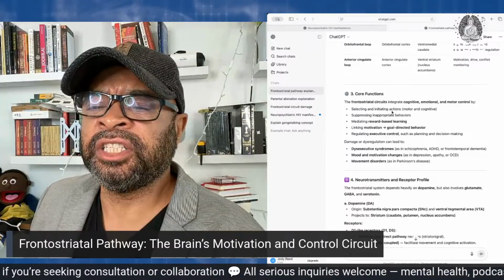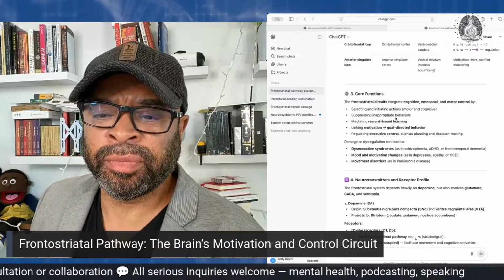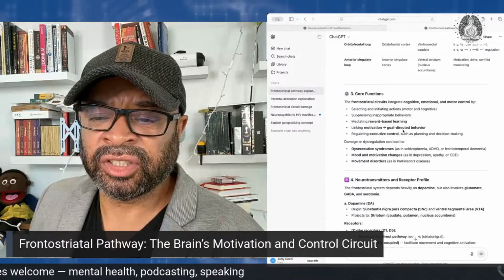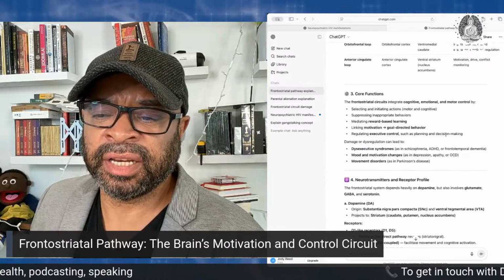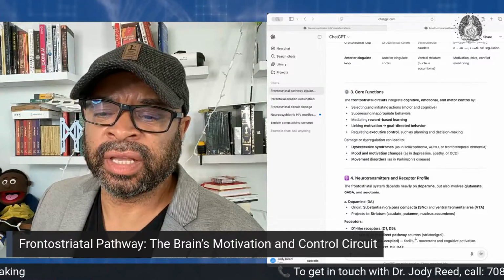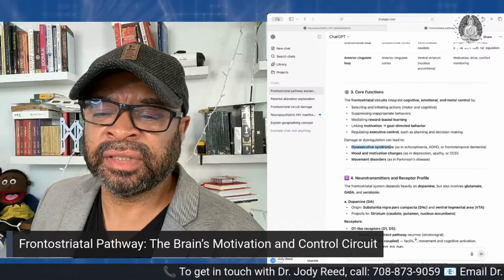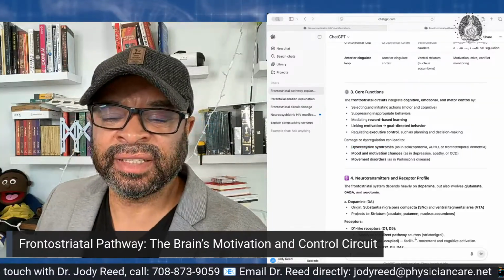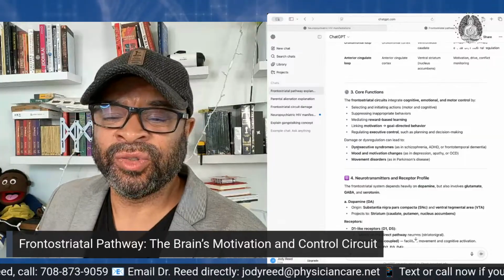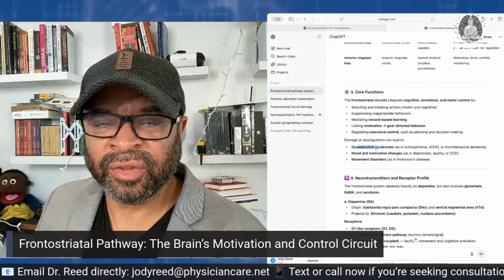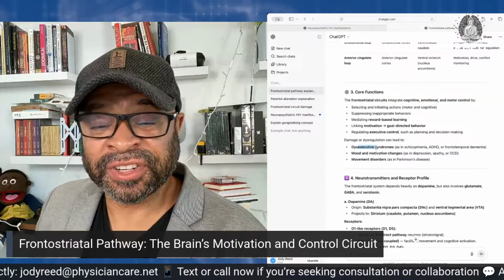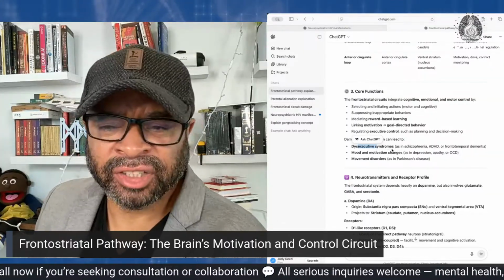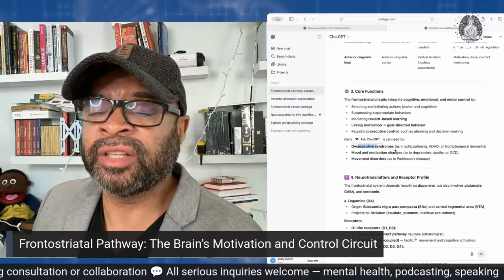Next, selecting and initiating actions, suppressing inappropriate behaviors, mediating reward-based learning, linking motivation such as goal-directed behavior, and regulating executive control such as planning and decision-making. Damage or dysregulation can lead to dysexecutive syndrome. There's another name that I use for it: executive dysfunction. These are persons behaving in a way that shows no planning or organization. It's just random behaviors and reactions, blind and unconscious reactions from their ego.